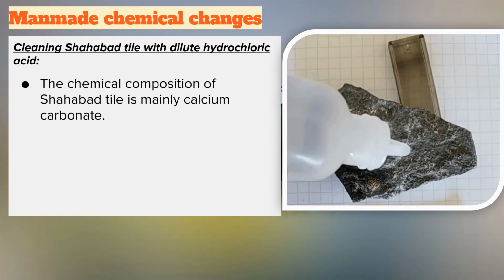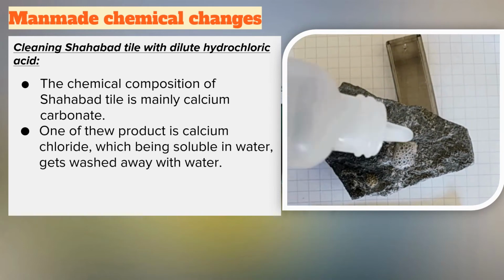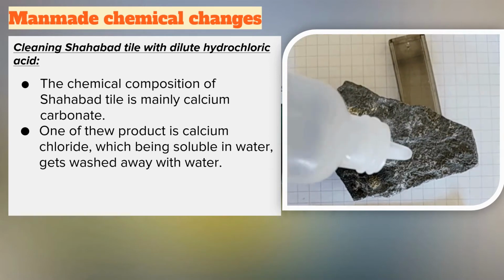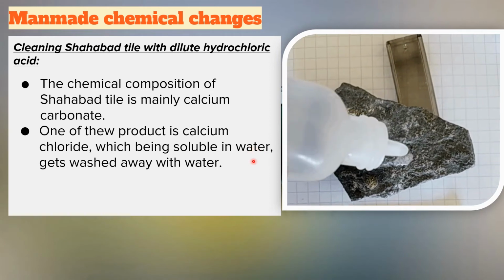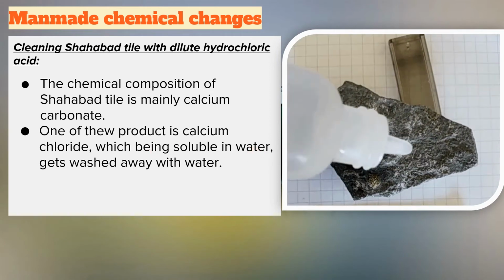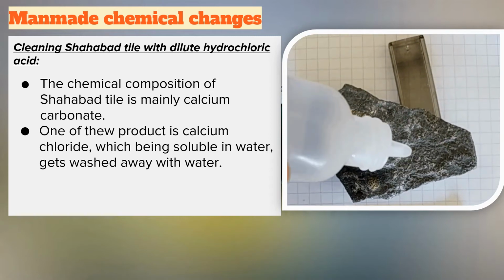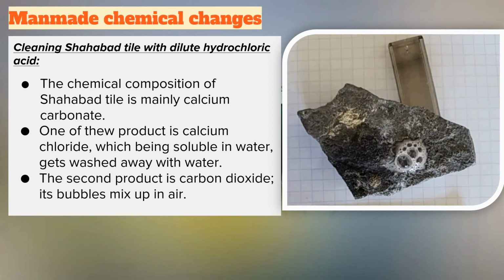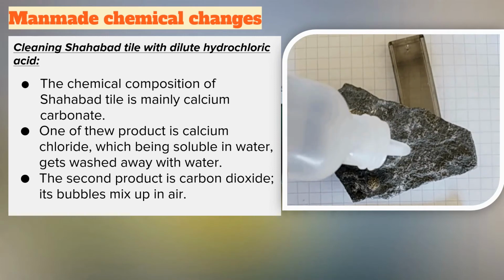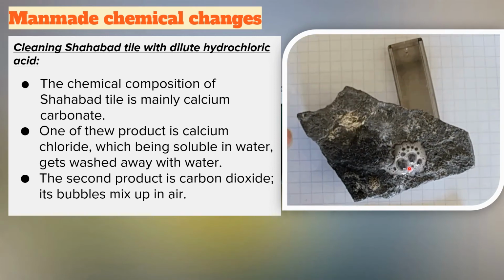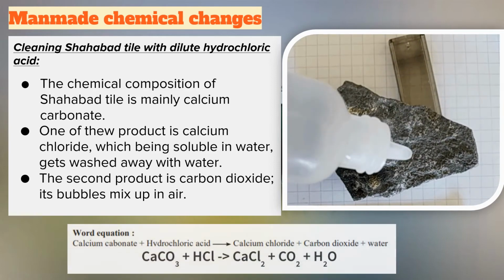The chemical composition of Shahabad tile is basically calcium carbonate, and when it reacts with hydrochloric acid, it forms calcium chloride and water. Calcium chloride is soluble in water, that is, it dissolves in water, and when you put water it gets carried away, so basically the tile gets corroded. Another product is carbon dioxide, and you can see the bubbles coming out. These are the carbon dioxide bubbles that are being released. Now let us look at the word and the chemical equation.